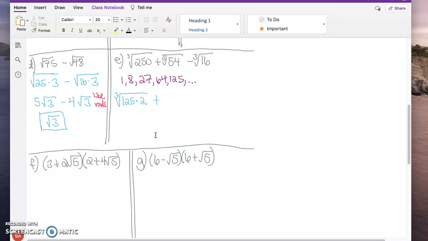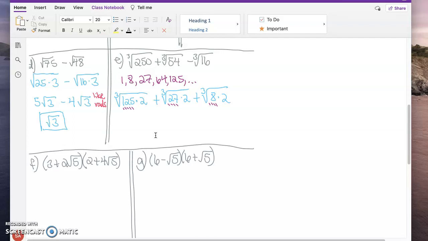plus, is there a perfect cube, one of those things from the purple list that goes into 54? Yeah, I think we see that it's 27 times 2 plus, is there a perfect cube, something from that purple list that goes into 16? You might notice that all of these perfect cubes are being multiplied by 2. And you'll see why that's important later if you don't see it now.